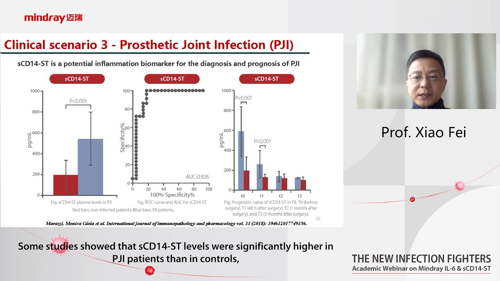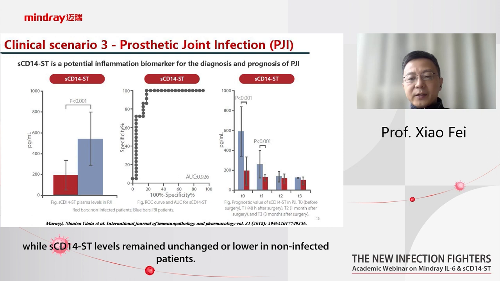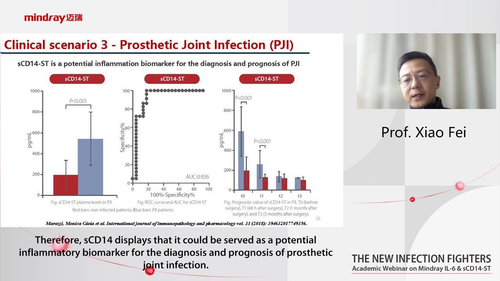Some studies have shown that sCD14-ST levels were significantly higher in PJI patients than controls. Post-operative levels of sCD14-ST in PJI patients dropped significantly during the recovery time, while sCD14-ST levels remained unchanged or lower in non-infected patients. Therefore, sCD14 could serve as a potential inflammation biomarker for the diagnosis and the prognosis of prosthetic joint infection.